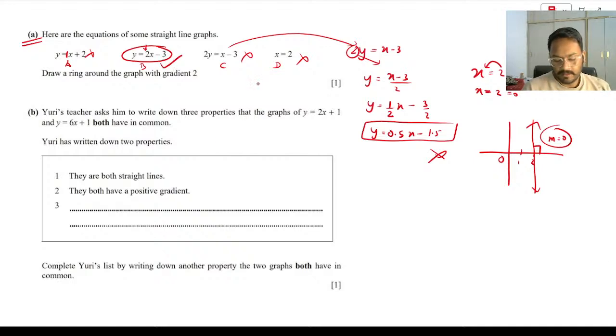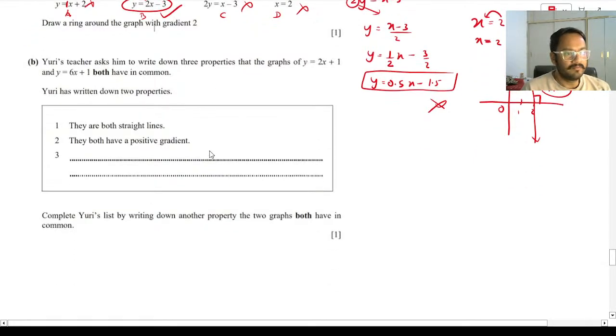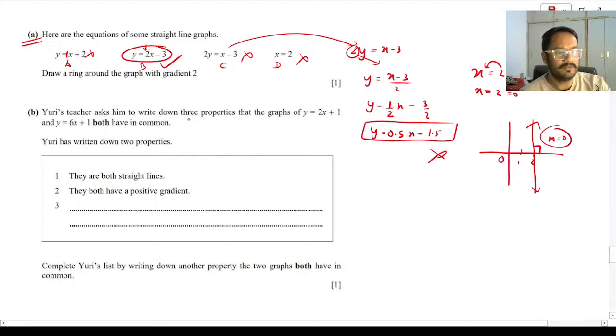Now, again, going to the B part, Yuri's teacher asked him to write down 3 properties that the graphs y equal to 2x plus 1 and y equal to 6x plus 1 both have in common. Okay, so now they both are straight lines. They have already written some points. They both have positive gradient. Okay, you can write that. The third, you need to complete the last one.